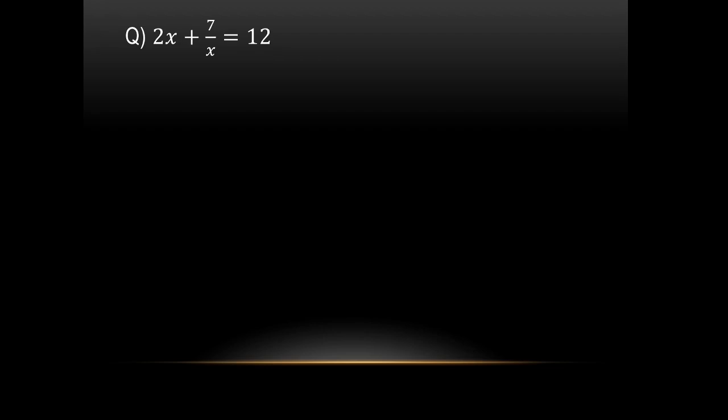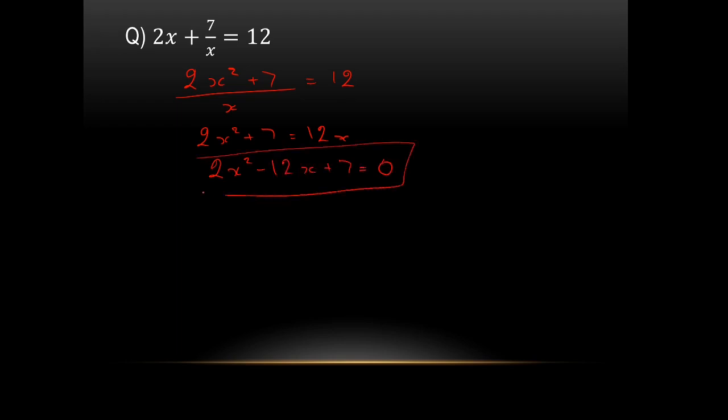So let us take another example. Here also we should get it to our standard form. So what we can do is take a common denominator on the left side. So it becomes 2x squared, multiply x here and divide by x. So (2x squared plus 7) whole by x is equal to 12. Transpose the x to that side, it becomes 2x squared plus 7 is equal to 12x. Now get it in our standard form, it becomes 2x squared minus 12x plus 7 is equal to 0. So this is in our standard form.